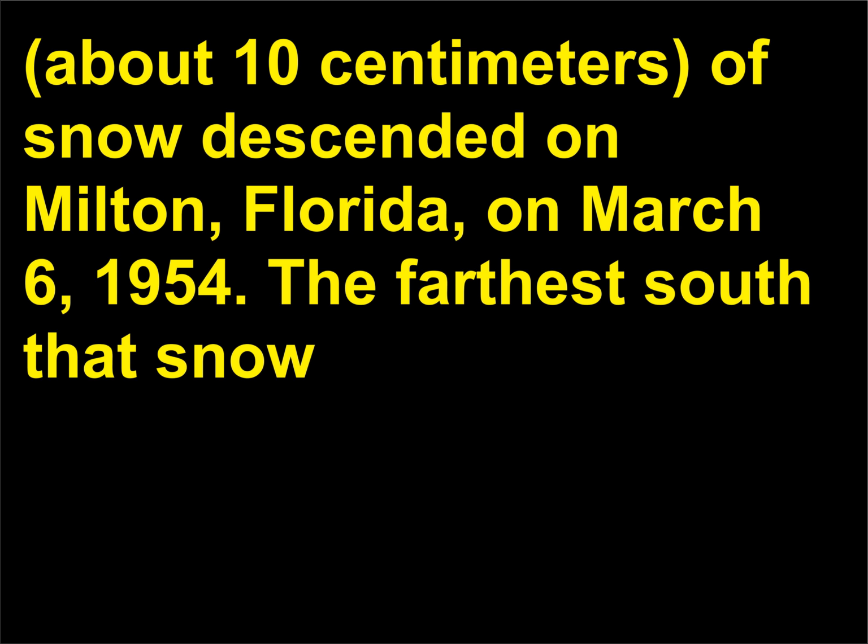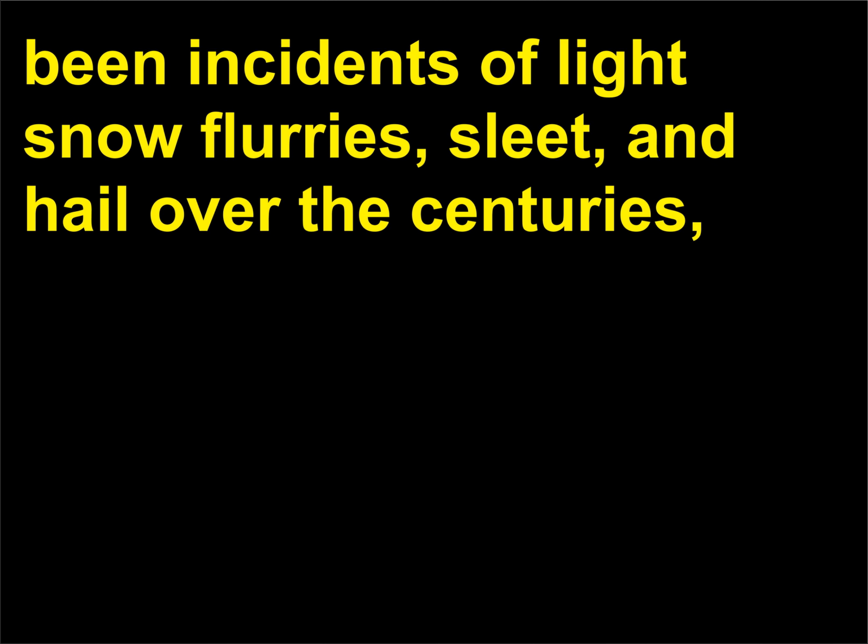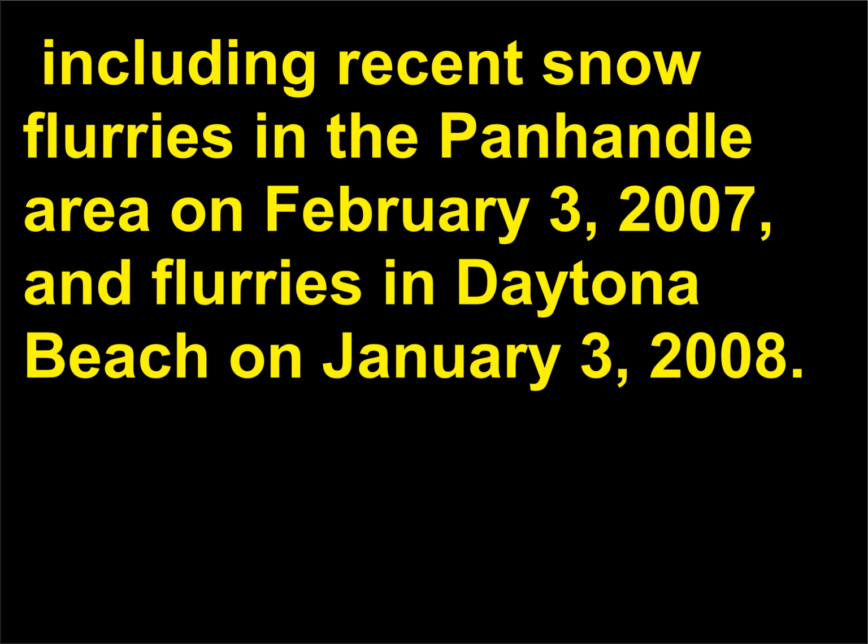The farthest south that snow has been seen in Florida is in the city of Homestead, south of Miami, in January of 1977. There have been incidents of light snow flurries, sleet, and hail over the centuries, including recent snow flurries in the Panhandle area on February 3, 2007, and flurries in Daytona Beach on January 3, 2008.